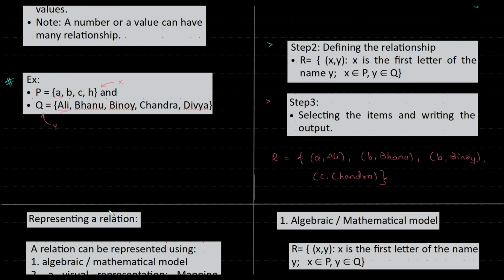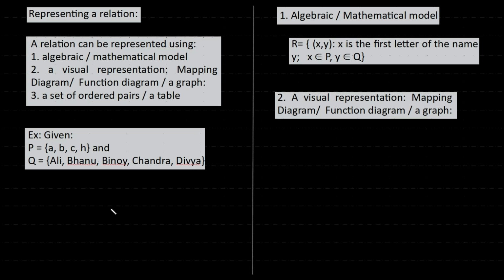Okay. Now, how do you represent this relationship? Right? There are quite a few ways. A relation can be represented using an algebraic or mathematical model, using a visual representation known as a mapping diagram, functional diagram, or a graph, a set of ordered pairs or a table.